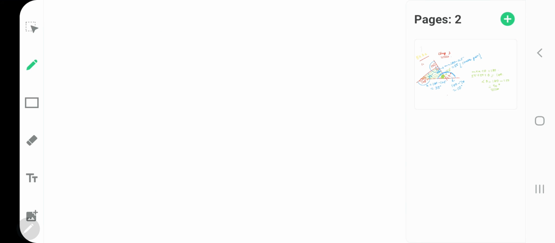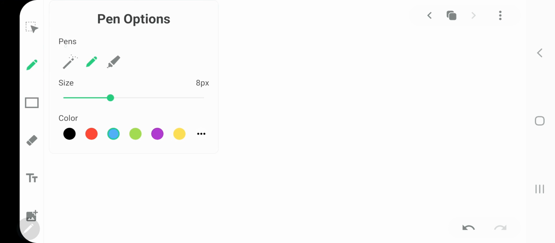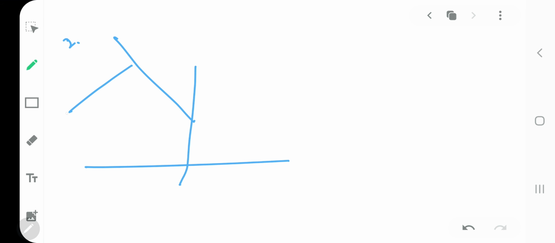We have problem number 2, which says we have a figure like this. This is 70 degrees, this is 90 degrees, this is 60, this is 90, this is n, this is y, this is x, this is m. We have to find m, y, n. Yes, shall we start? Yes.